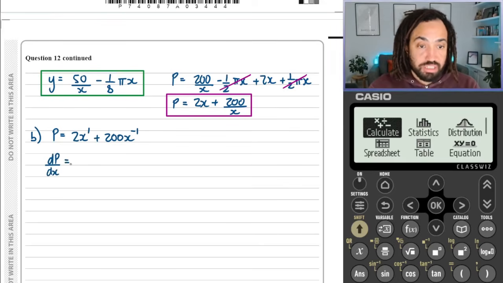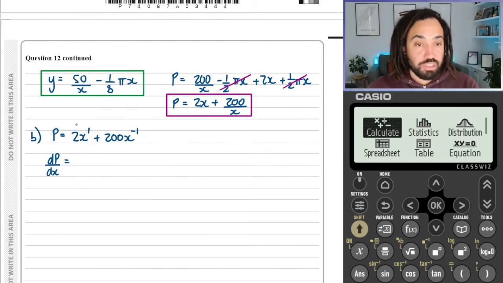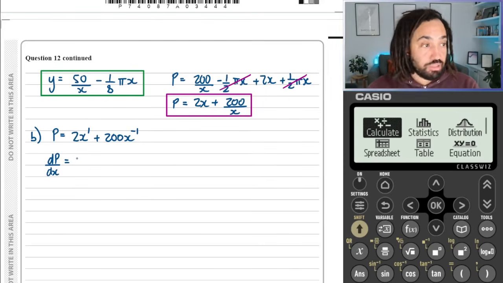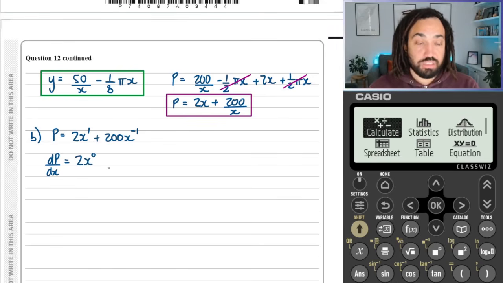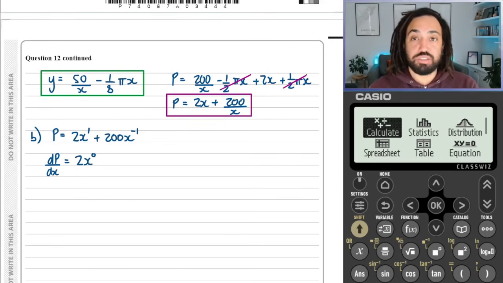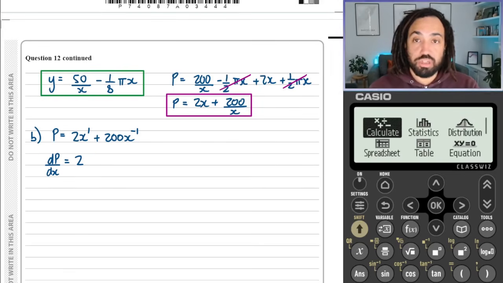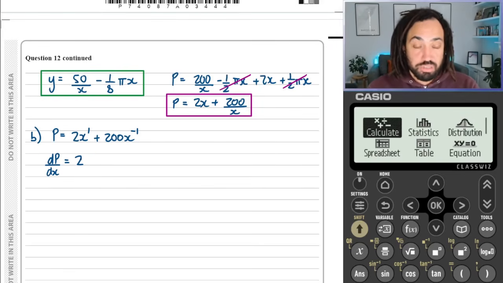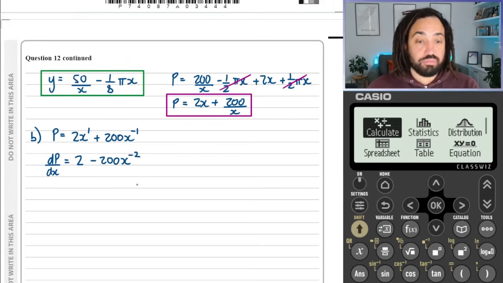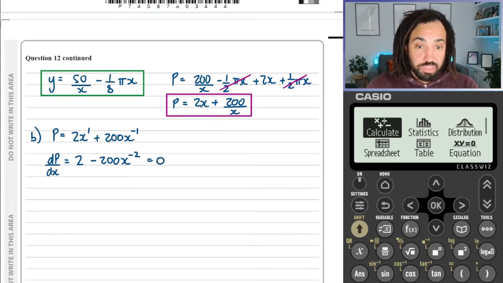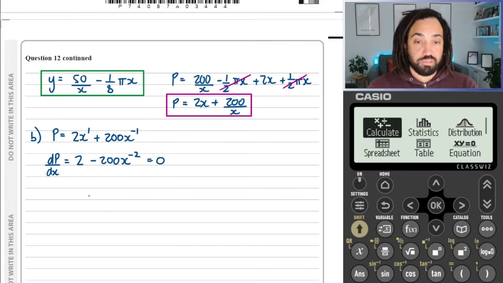So dp by dx, the 1 is going to come down times by the 2 to give us just 2x, and we're going to drop the power down by 1 to make 0. Now x to the 0 is just 1, times it by 1, of course we don't need to bother, so it's just 2. Minus 1 is going to times by the 200 to get minus 200x, and then we're going to drop the power down by 1. And stationary points are found when the derivative equals 0, so we're going to set that equal to 0.